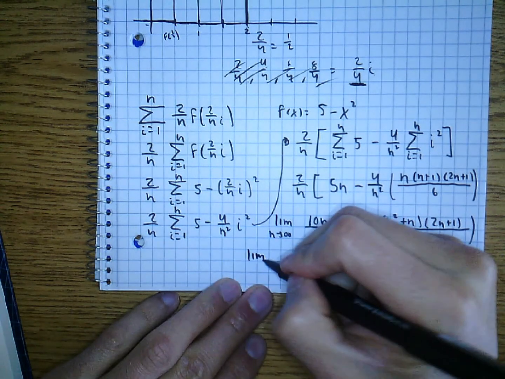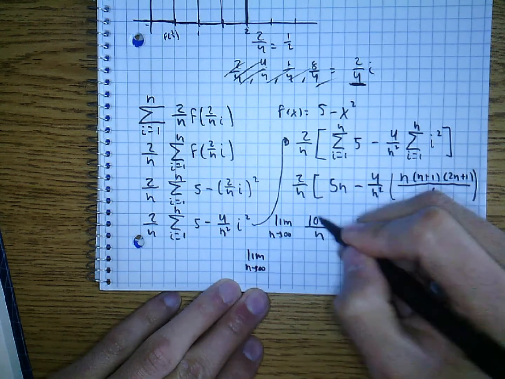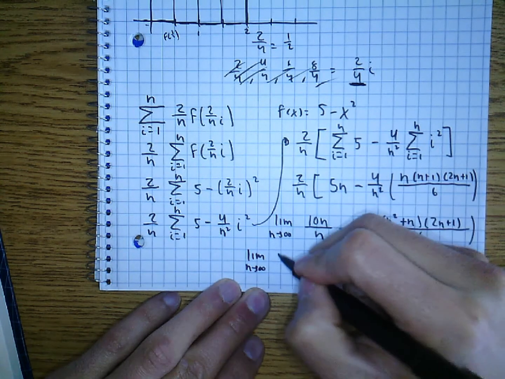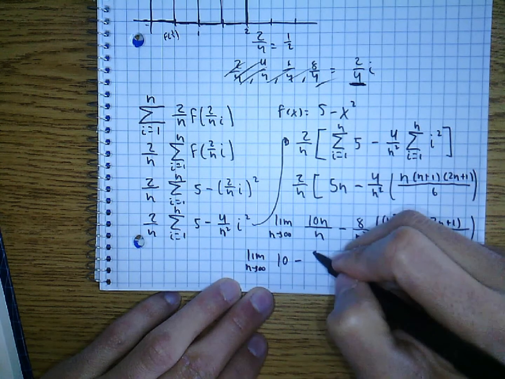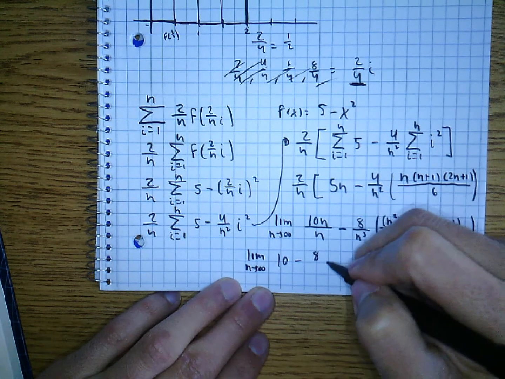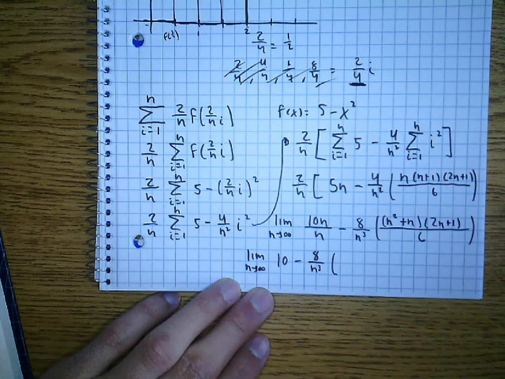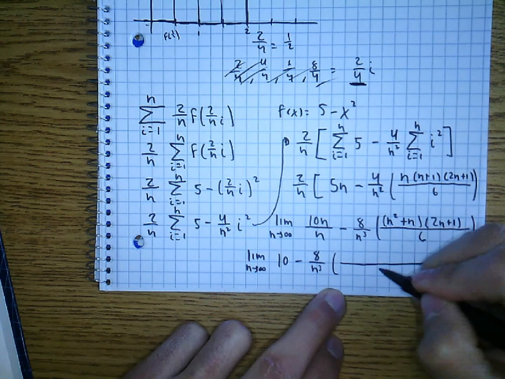Okay, so now we're going to take the limit as n approaches infinity. We're going to let these n's cancel out, so it just leaves you with 10 minus 8 over n to the third multiplied by, okay, let's see what we've got going on here.